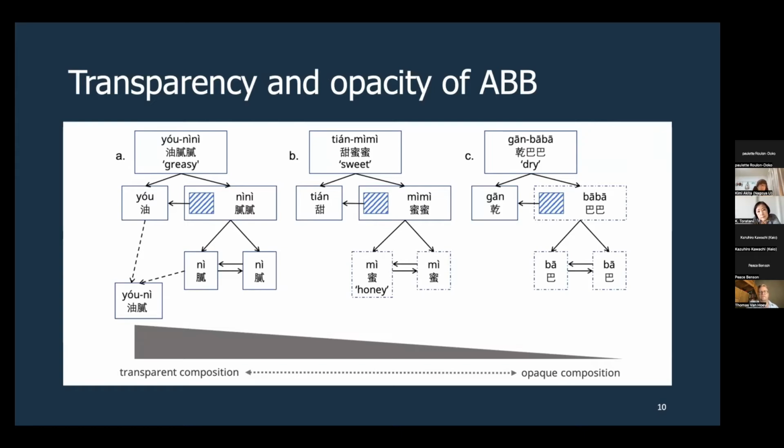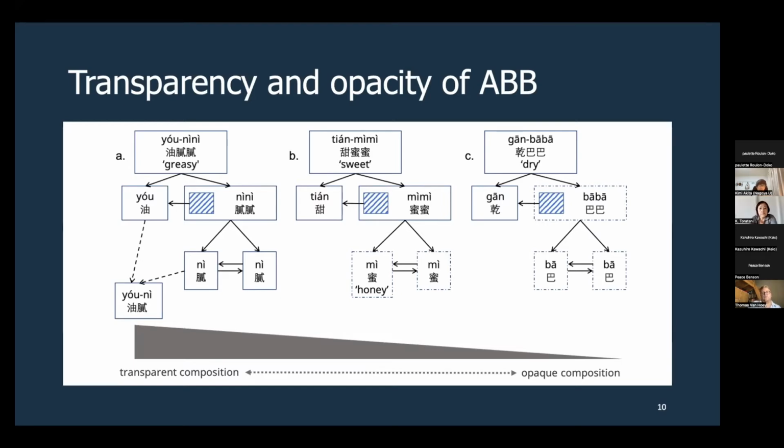On the other end of this line between transparency and opacity, you can see the example of kan papa that I also talked about before. So kan means dry. Papa doesn't really have unit status in the sense of Langacker. So we don't have a meaning associated with it. Also not with one syllable there, pa, we don't know. So that's a case where you have the whole, but you don't have the parts.